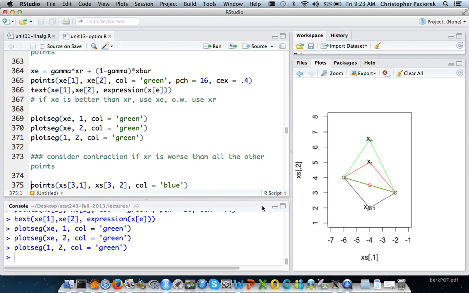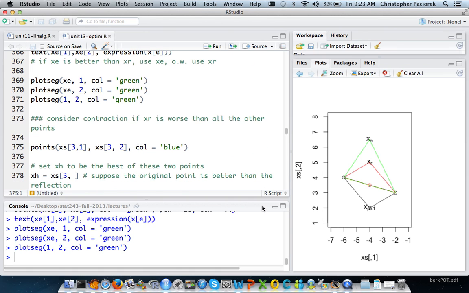So if that's the case, then the idea is neither of these two is particularly good relative to these other points. So I want to contract down the triangle. That's the basic idea. I don't want to keep walking in this direction. Pretty sure I don't want to walk in that direction because I know this is the worst one. So I want to contract my triangle down.